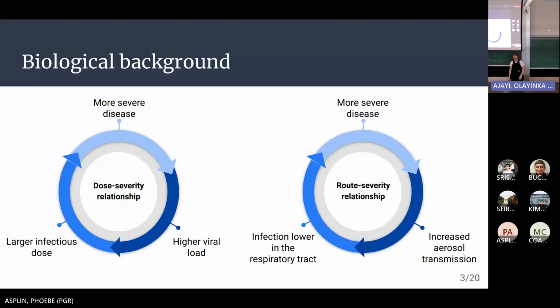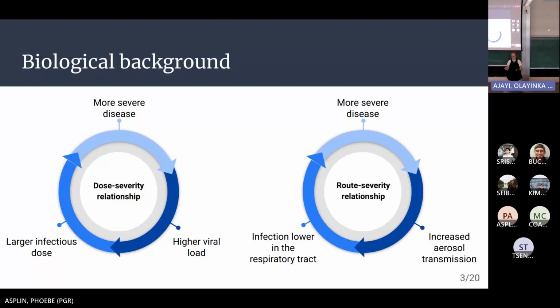The second is through route-severity relationships. So this is where you have 2 transmission routes. The first is through contact transmission, which could be like you shake someone's hand, you get virus on your hand because they're infected, and then you touch your face and you get infected. This tends to result in milder symptoms because you're just getting infected in your upper respiratory tract. So you get symptoms like runny nose, sore throat, typical cold-like symptoms.